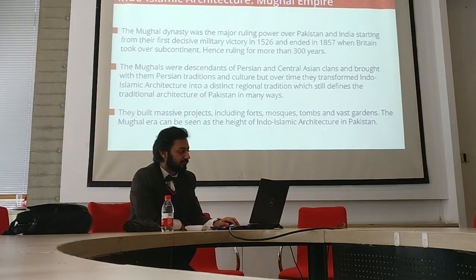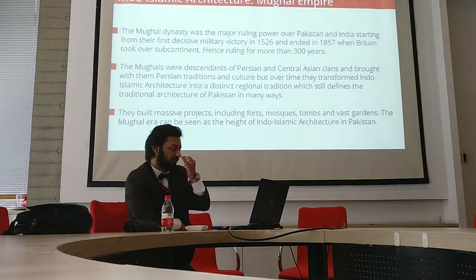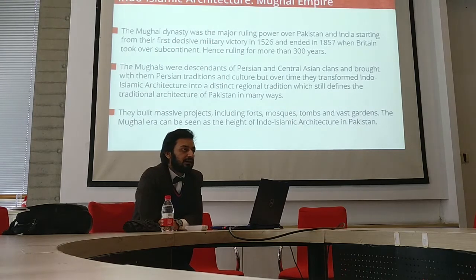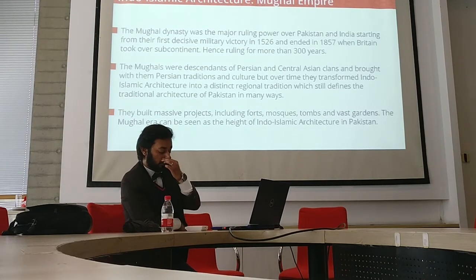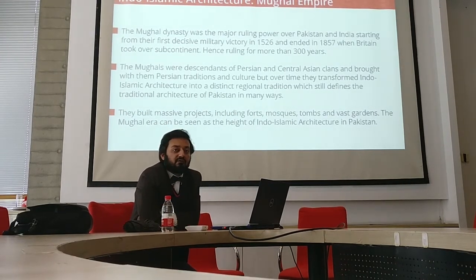The next major part, which is basically the final chapter in Islamic architecture in Pakistan, is the Mughal architecture. They were basically the rulers of this region for about 300 years, from 1526 to 1857. Again, they were basically Central Asian rulers who came from Afghanistan and Persia, and they took over India. They actually pretty much ruled the entire India for 300 years, one generation after the other. And their rule basically ended when the British colonized the entire region in 1857.